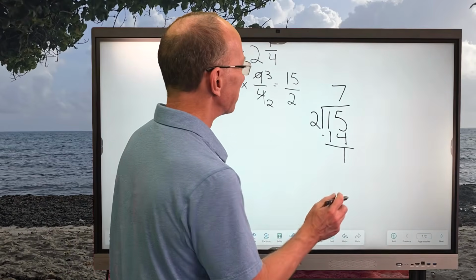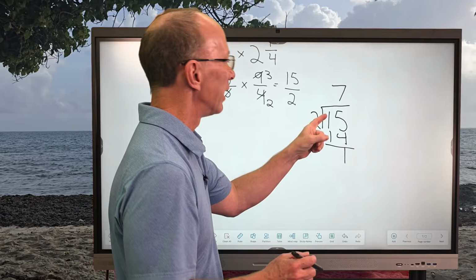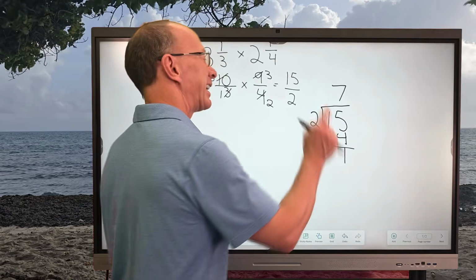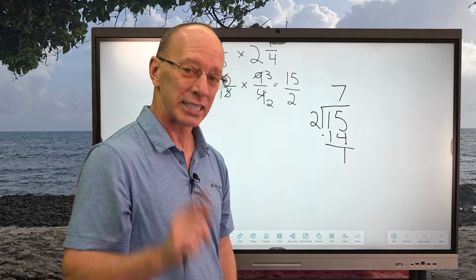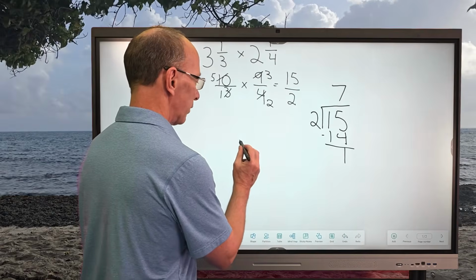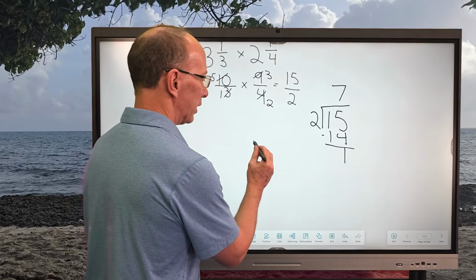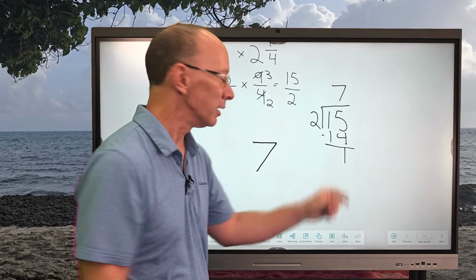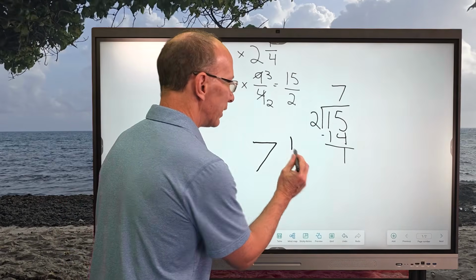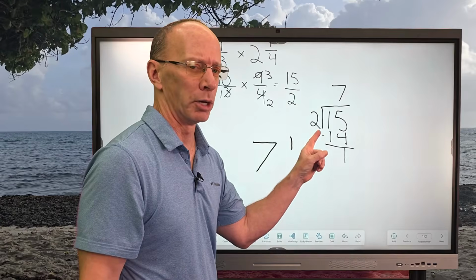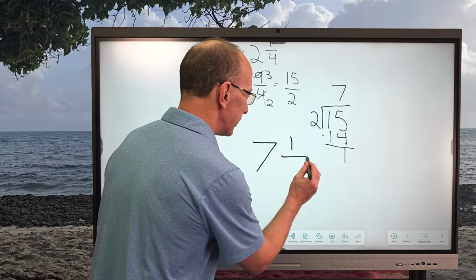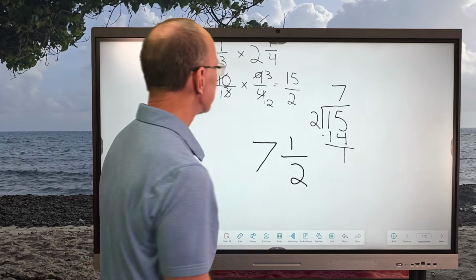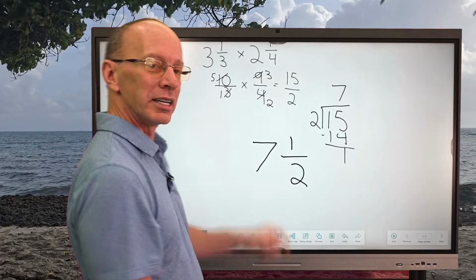All right. So now this is what I have. Now what I'm going to do is take the 7. That's going to be my whole number. So I'm going to write 7 right here. This is going to be my numerator. And this is going to be my denominator. So I put the 2 right there. So the answer is 7 and 1/2.